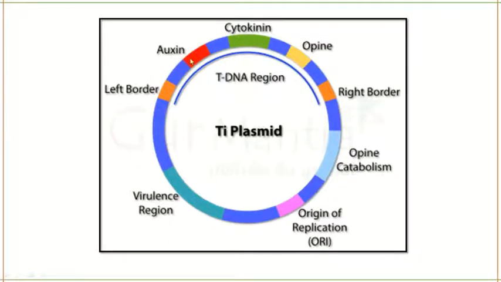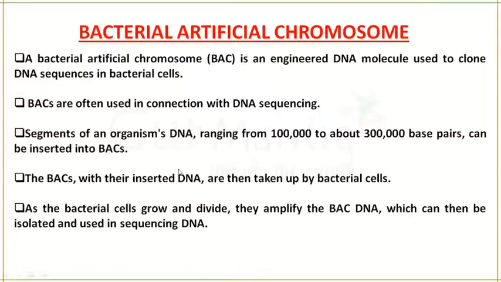Auxin, cytokinin and opine genes are present in the T-DNA region. And in the rest of the plasmid you have opine catabolism genes, the origin of replication and the virulence genes, or Vir genes. So this is the structure of the Ti plasmid. That is all you have to know.